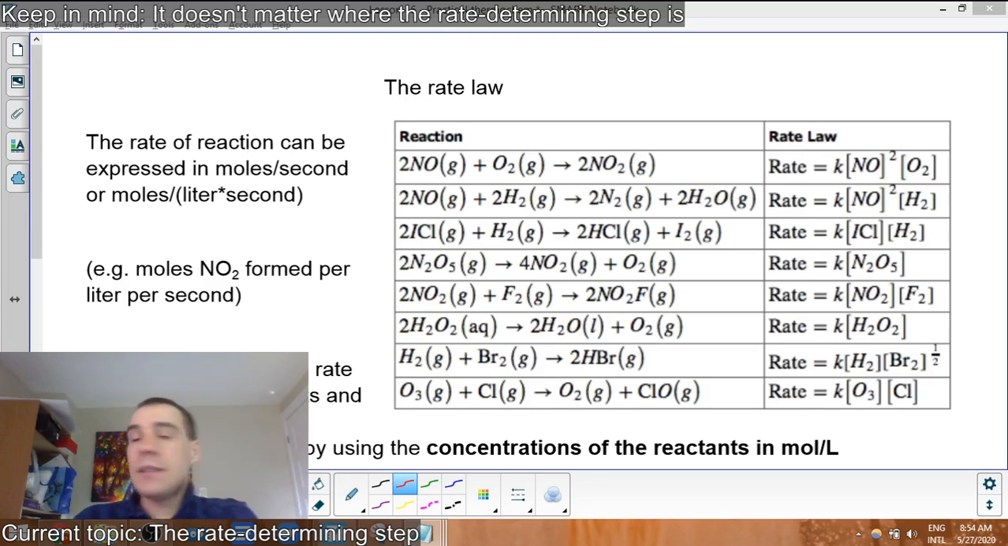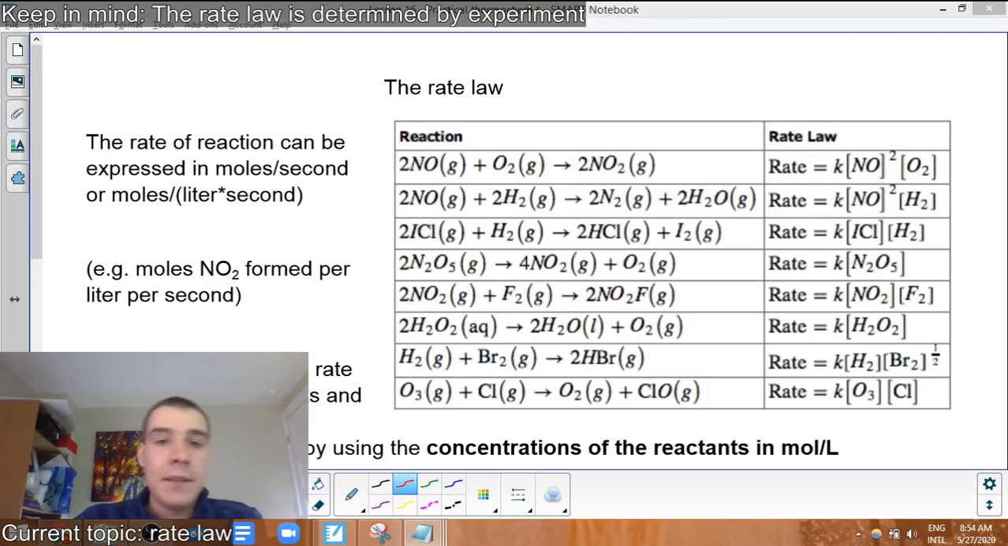This is kind of cool. I'm going to pause and set some stuff up. Usually these come from experiment. The rate laws come from experiment. And it's in moles per second or moles per liter per second. So how fast can you make something? Or how fast do you use something up?